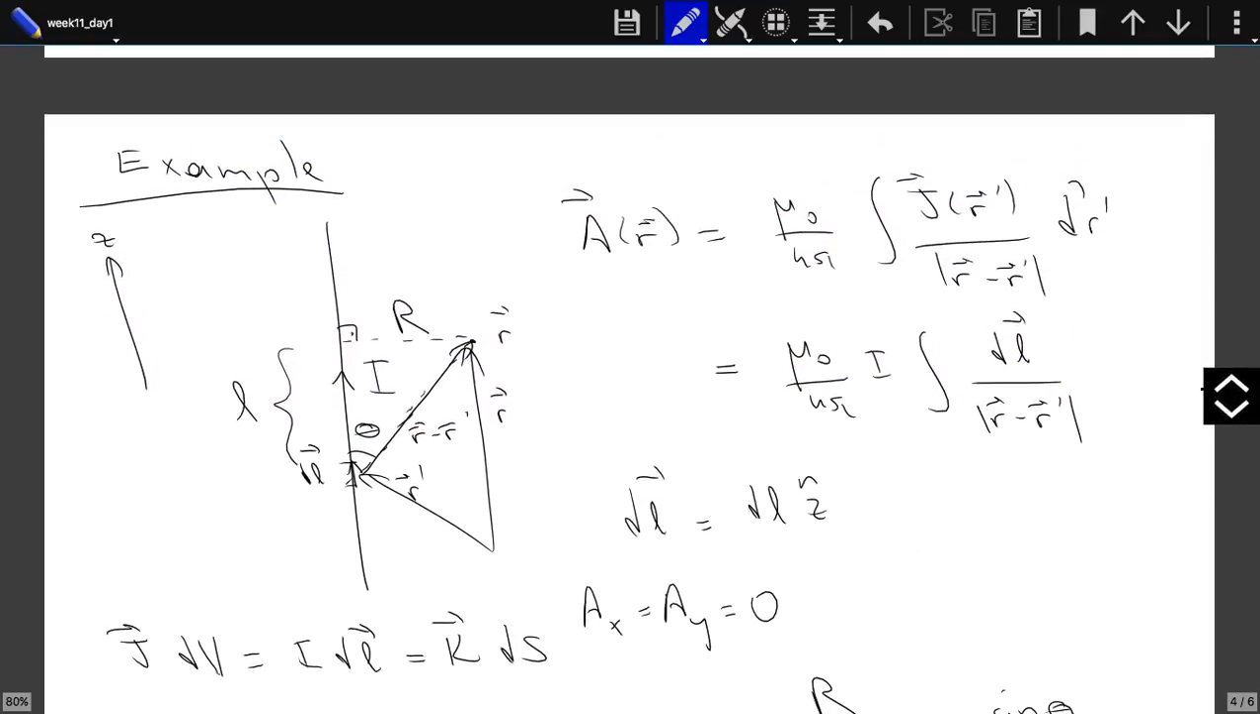You see, J is Jz in the Z direction. There is only current running in this direction, which is the Z direction. J doesn't have a X or the Y component. So since J doesn't have an X or a Y component, Ax, which will be integral of Jx, will be 0. Ay, which is the integral of Jy, will be 0.